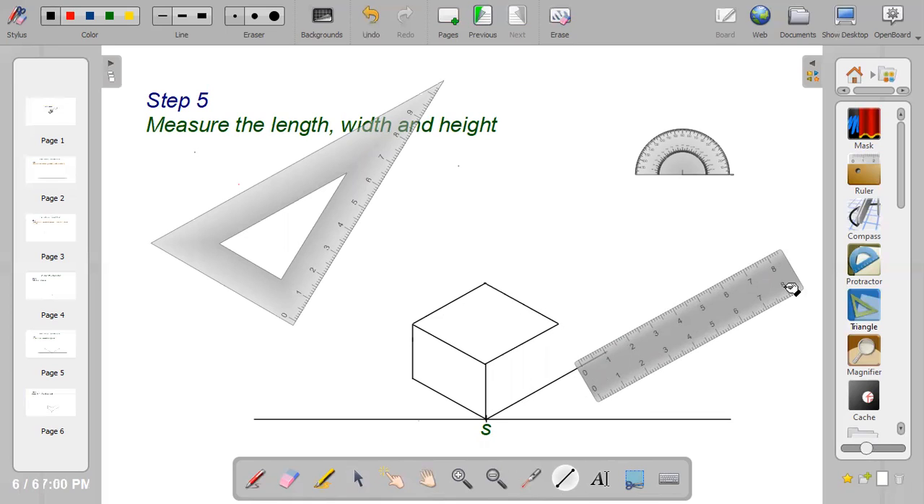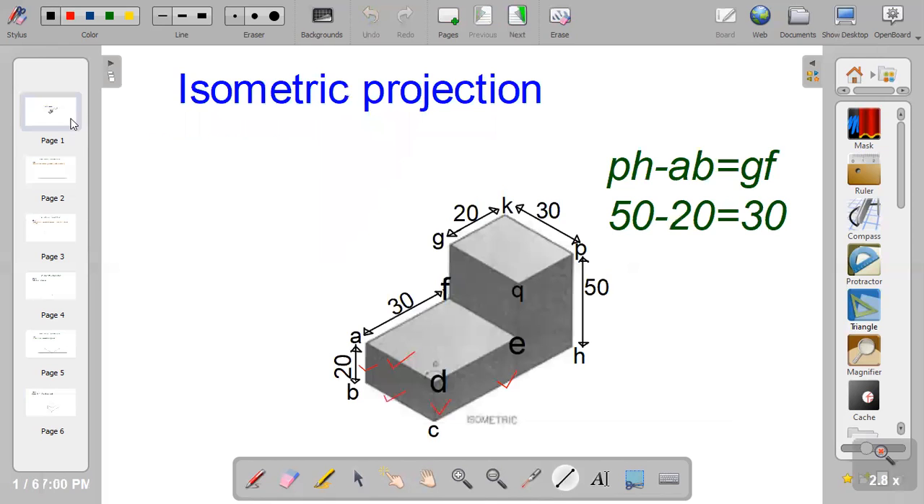The next thing to do is to bring out your set square again. You can confirm from the given drawing. Let me mark out the parts I've drawn. I've drawn line AF, I've drawn line DE. So I want to draw GF and QE. GF is equal to 30 mm.